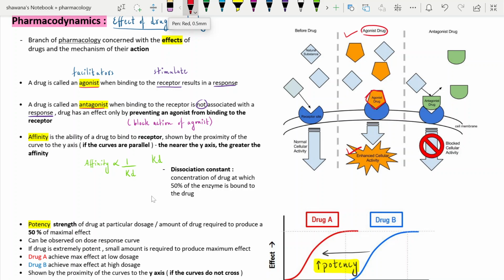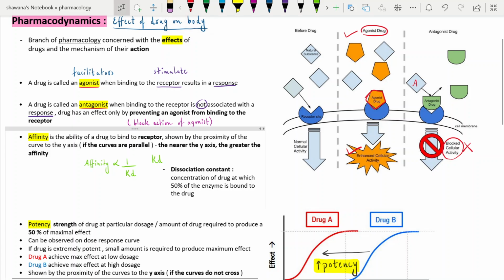In contrast, when a drug acts as an antagonist or inhibitor, when it binds to the receptor, it is not associated with a response, it blocks the cellular activity. One of the ways by which an antagonist can block the cellular activity is by preventing an agonist from binding to the receptor. When the antagonist prevents the agonist from binding the receptor, how would the cellular activity be enhanced? It cannot. So in this way it can block the cellular activity.